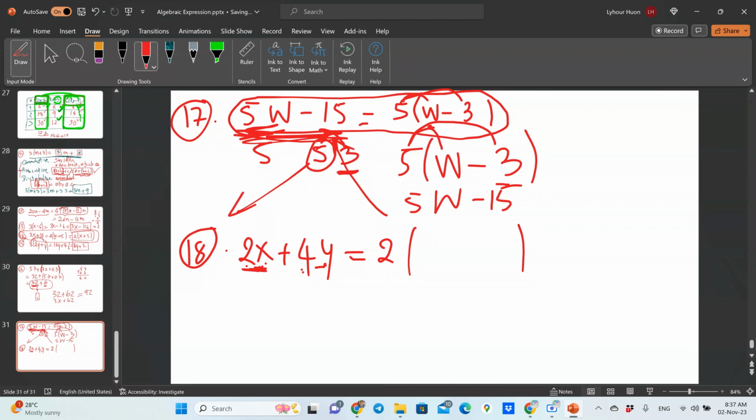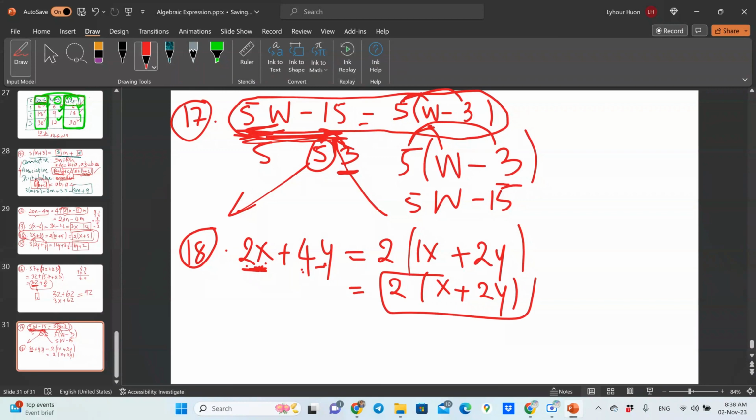The 1x plus 2y. 1x plus 2y, correct. But to write it properly, because 1x equals x, sorry. If it doesn't have a coefficient, then it's just x plus 2y. Yes. So this is the answer.